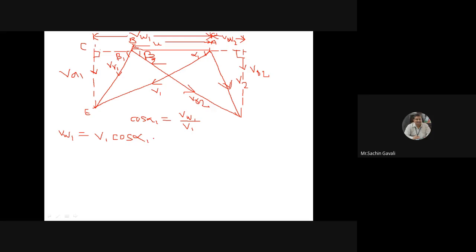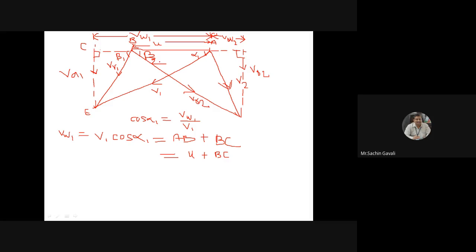V1 cos alpha 1, this I can also write as V1 cos alpha 1. Now I will write it in terms of nomenclature: it is equal to AB plus BC. But what is AB? AB is equal to U, the tangential blade velocity component, plus BC. What is BC here?